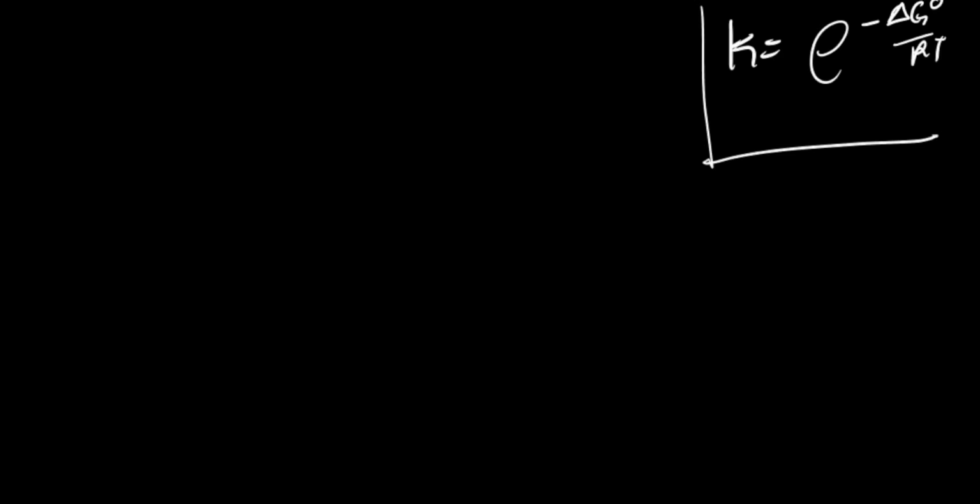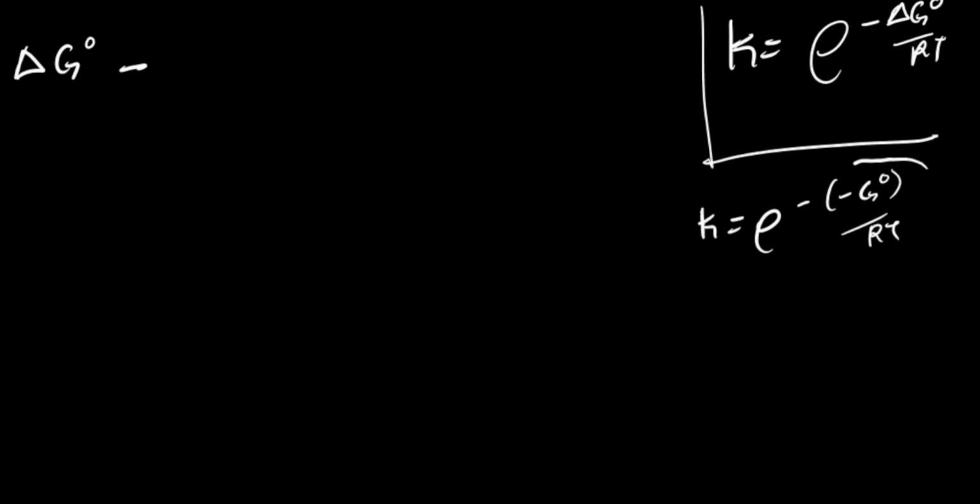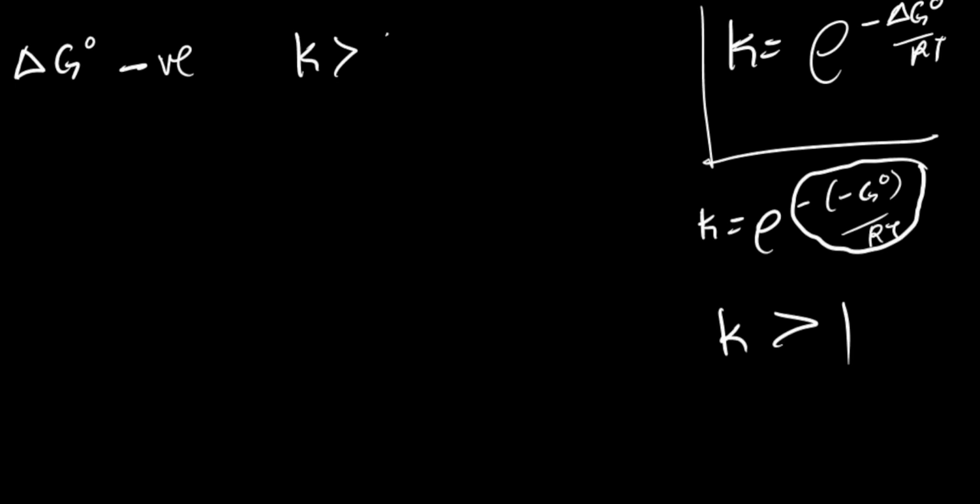When the standard free energy change, delta G naught, is negative, we would have that K is equal to e to the negative delta G naught divided by RT. In other words, the exponent would be positive because negative multiplied by negative is positive, and by implication, K would be greater than 1, because e raised to a positive value gives a value greater than 1. So when delta G naught is negative, K is greater than 1.